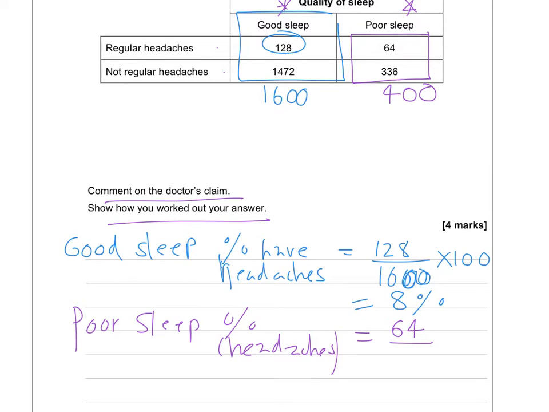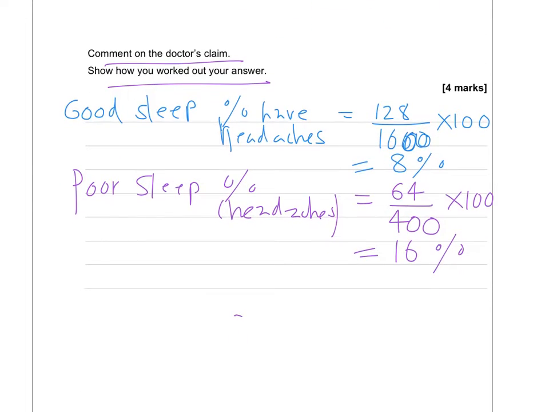So to work out the percentage who have regular headaches, we take 64, the number who have regular headaches, divide by 400, the total number of people in that group, and multiply by 100. And this comes to an exact value of 16%. So we can see that the percentage of those who have poor sleep and headaches is double that of those who have good sleep and headaches, which would support the doctor's claim.